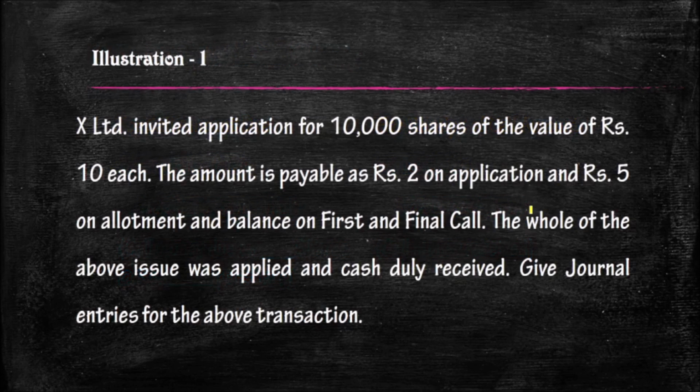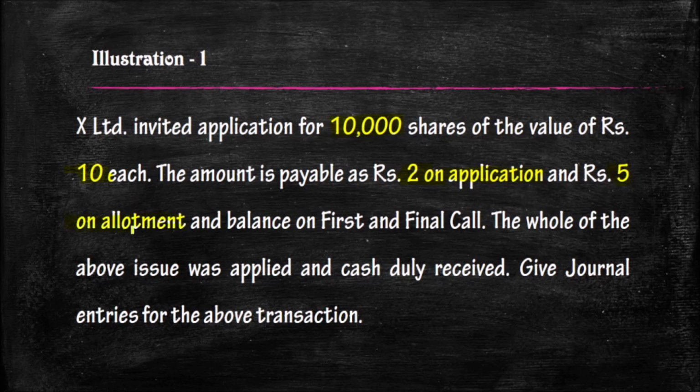Here we are going to solve one problem. X Limited invited applications for 10,000 shares of the value of rupees 10 each. So what is the number of shares issued? 10,000. And what is the face value of each share? Rupees 10 each. That is the value of the share. And the amount was payable: the minimum subscription amount, rupees 2 on application, and rupees 5 on allotment.